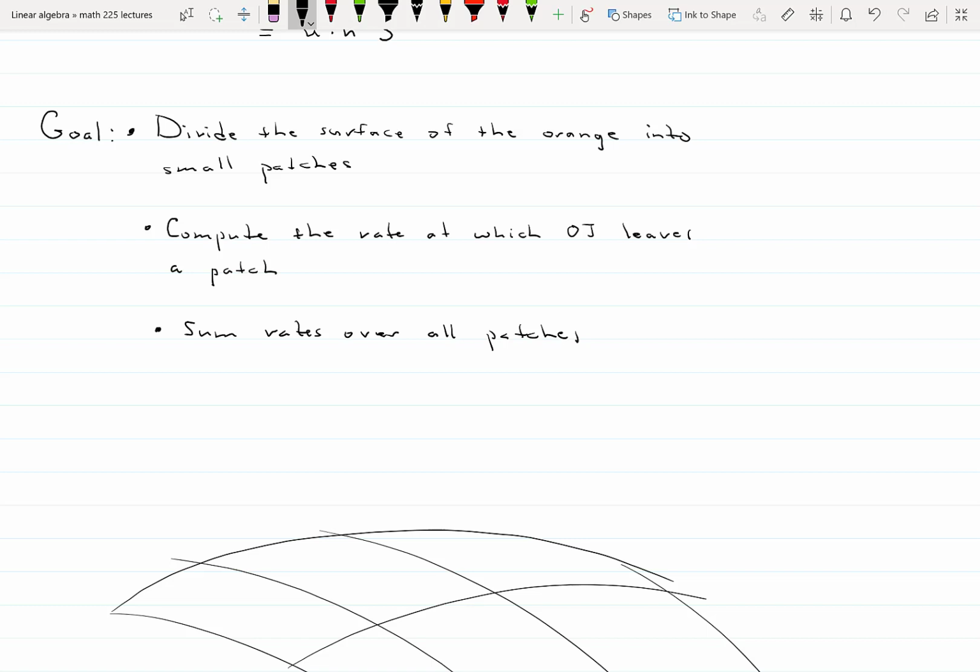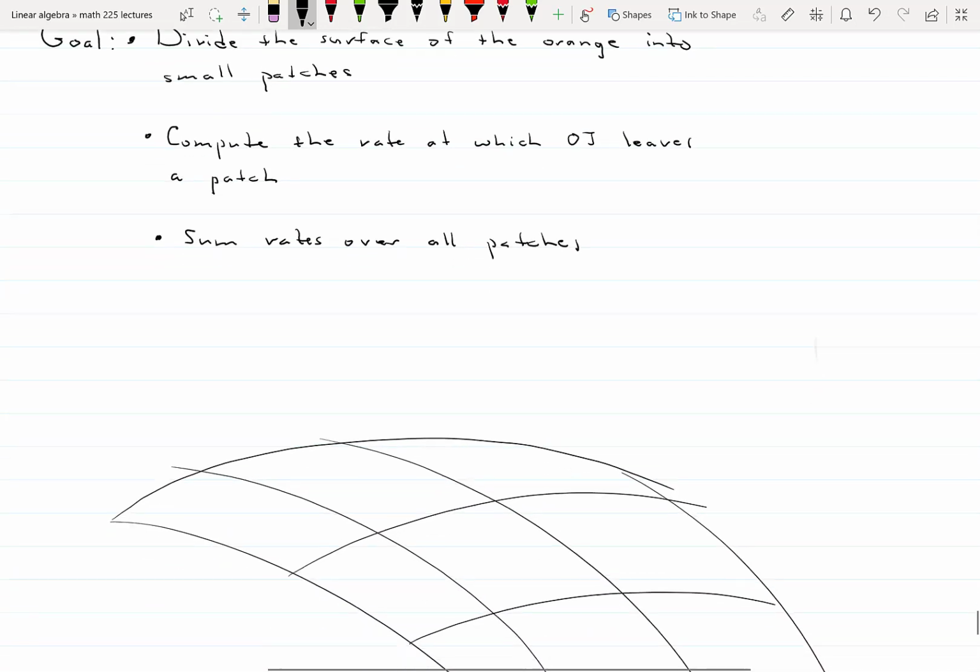So I've broken our goal down into three main components. First, we're going to imagine dividing the surface of the orange into an infinite number of small patches of surface area, okay? Then I'm going to compute the rate at which orange juice leaves a single patch. Then I'm going to sum up all those rates, over all the patches, and that gives me the net rate at which orange juice leaves the entire orange.